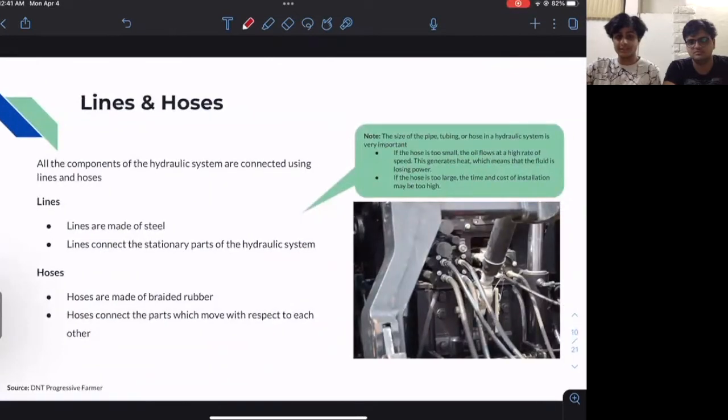These lines and hoses are used to connect the different components of a hydraulic system. The lines are typically used for connecting those components which remain stationary while the system is in play, and the hoses connect the parts which move relative to each other. One thing which you need to take care of, which we have mentioned in this note, is that if the hose is too small, the oil flow will be at a very high rate, because of which heat generation will happen, which will mean that the fluid will be losing power. And if the hose is too large, the time and cost of installation can be too high. So we need to hit that sweet spot wherein both of these countering factors can be managed, and we can get an ideal system.